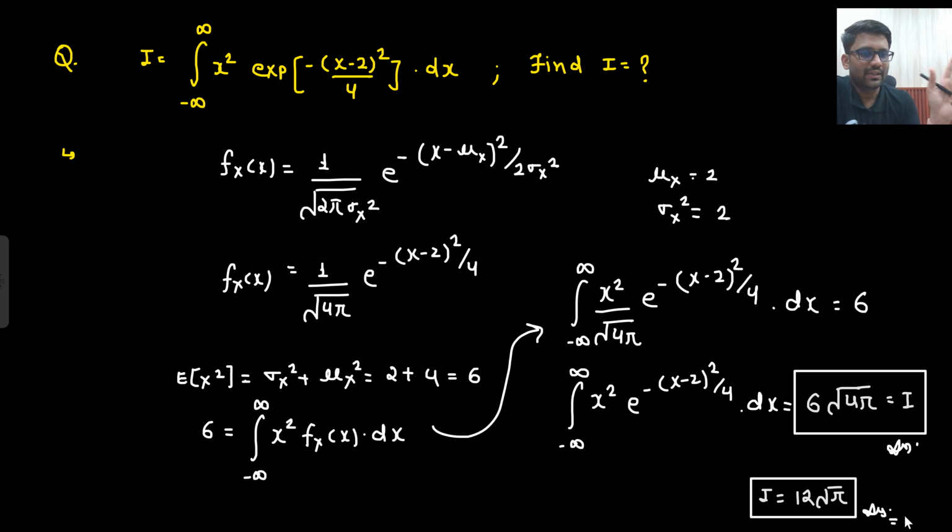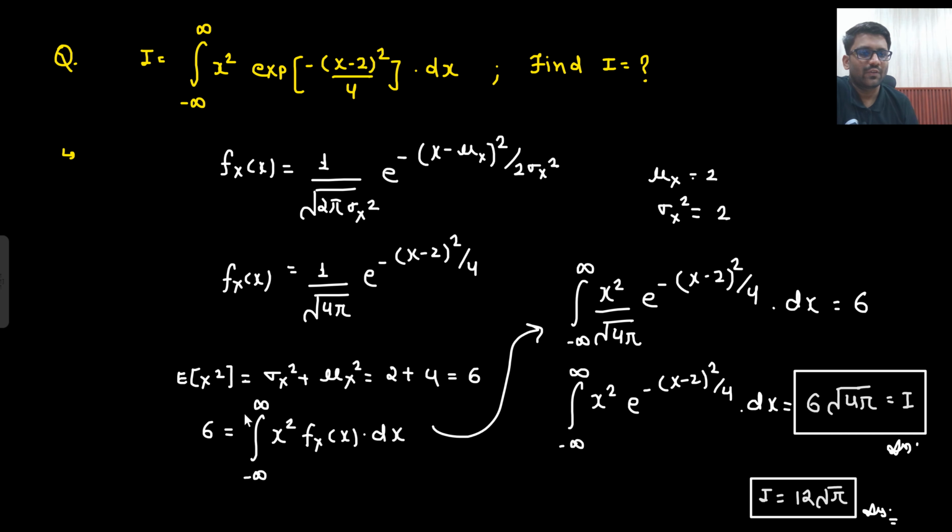Did you understand? Very simple. I know that integrating this will be a tougher task. X square is there, divided by 4 something is there. So I will try to relate with whatever I know. I know my standard Gaussian random variable. This is the PDF, 1 upon under root 2 pi sigma x square e to the power minus (x minus mu x) whole square divided by 2 sigma x square. If I need to compare it with this, that means mu x should be equal to 2 and sigma x square should be equal to 2. Right? So from here I made my standard PDF.